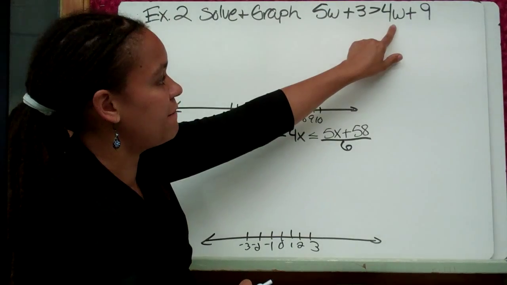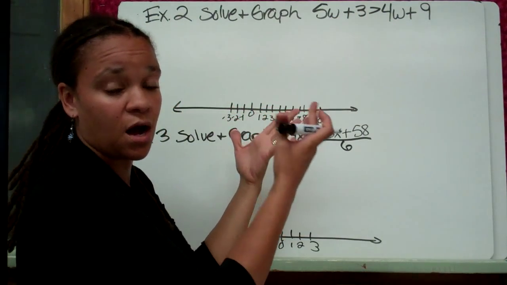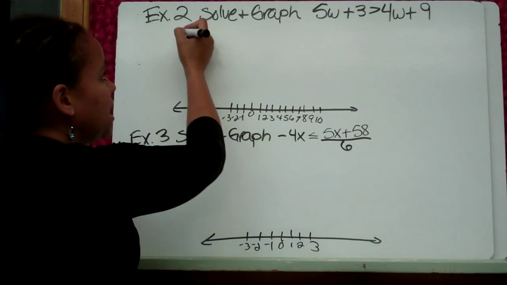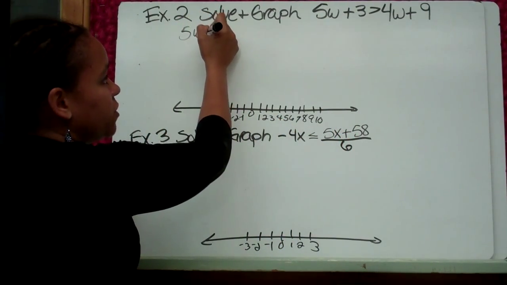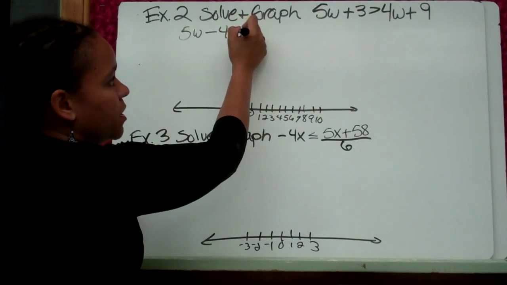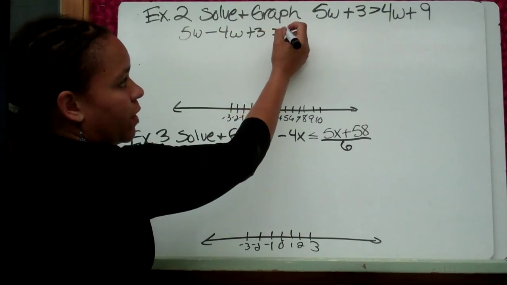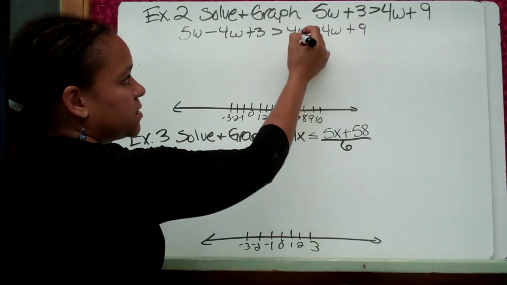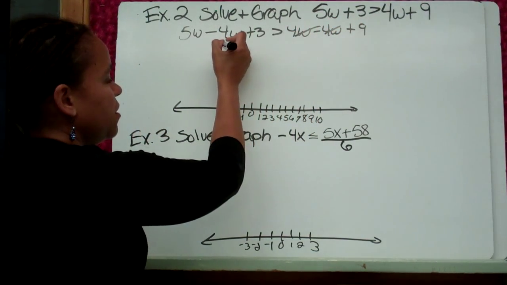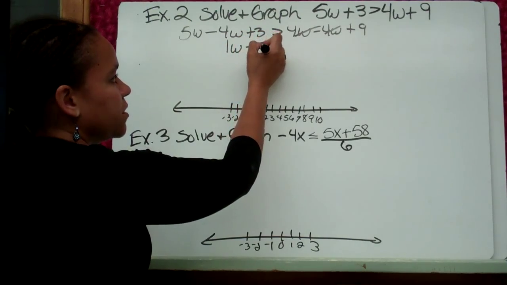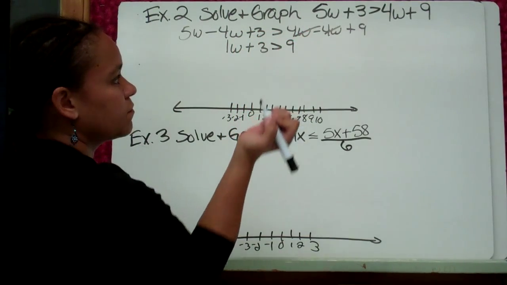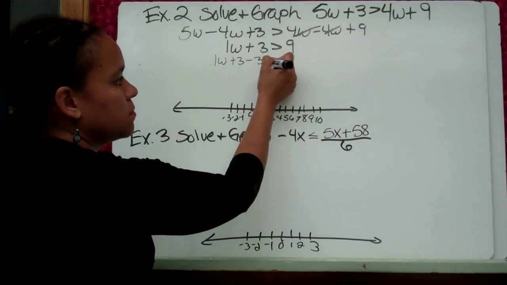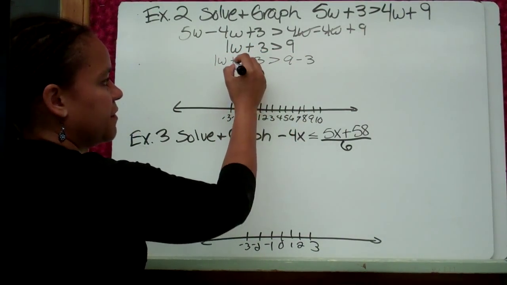So I want to move my 4w over to this side. Let's collect all of our like terms. So we're going to subtract 4w from both sides. So the original inequality, 5w minus 4w plus 3 greater than 4w minus 4w plus 9. So those are gone. I'm left with 9 over here. And I have 1w plus 3 is greater than 9. If I subtract 3 from both sides, then these cancel out.